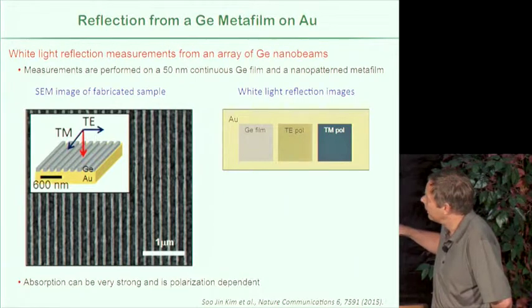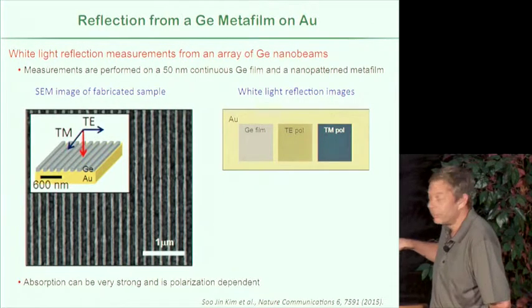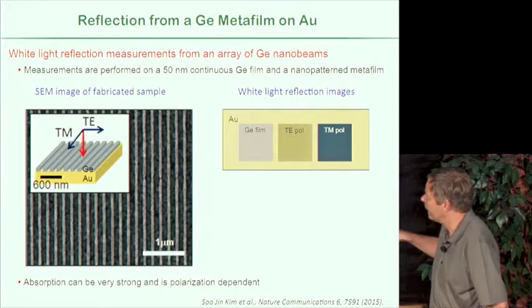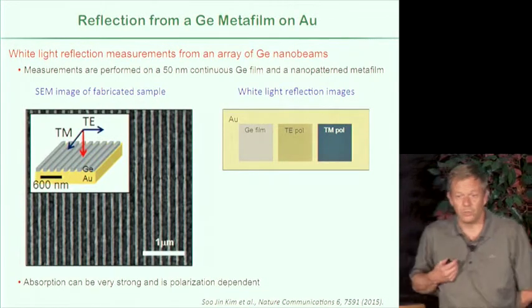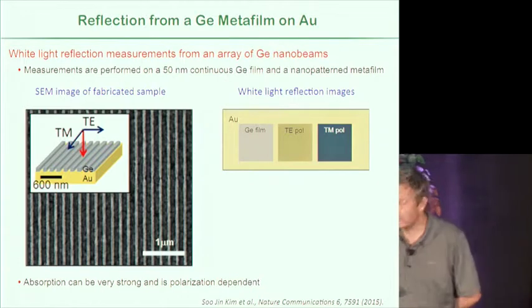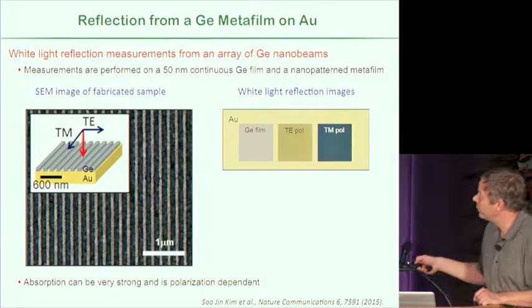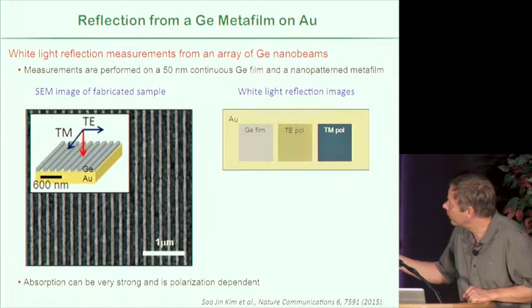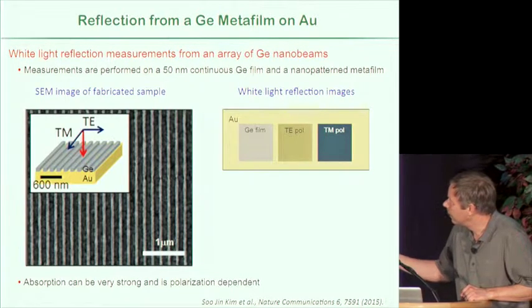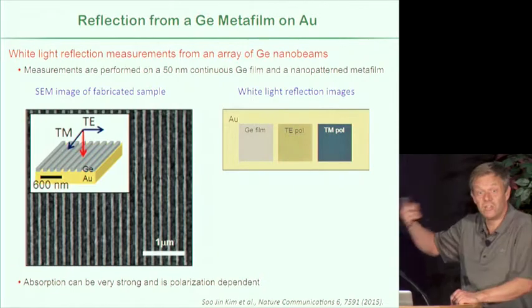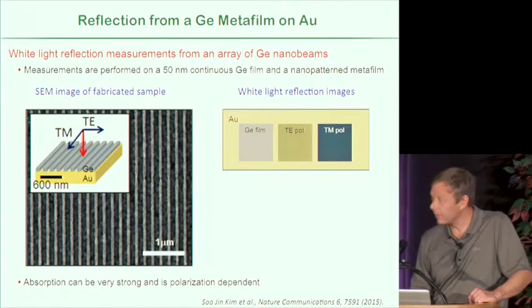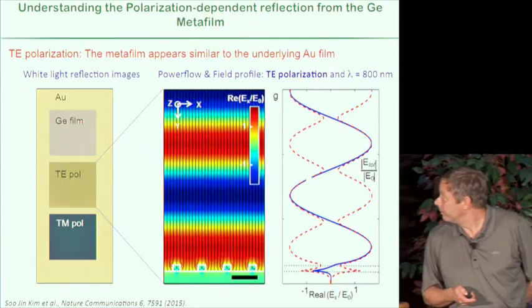If you polarize it orthogonal to the beams, there's no strong resonance driven in the germanium beams, and you see the gold underneath. But if you align it along the length of these beams, you see that this film almost looks black. So you can get very strong light absorption, which is interesting. By removing material from this continuous film, we get stronger light absorption because we drive a resonance where light circulates inside the germanium a little bit longer than it would in a uniform film.